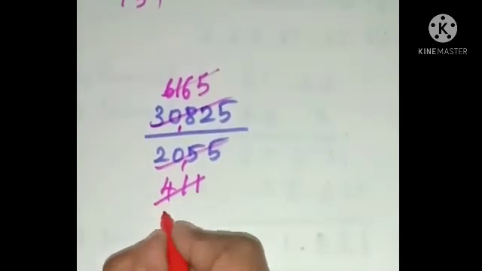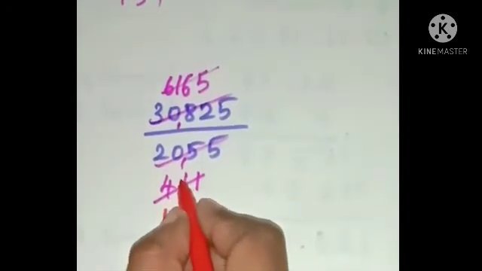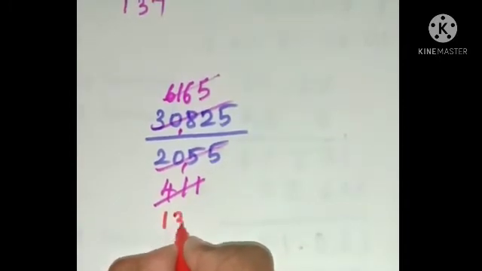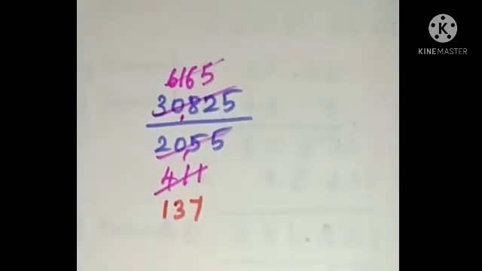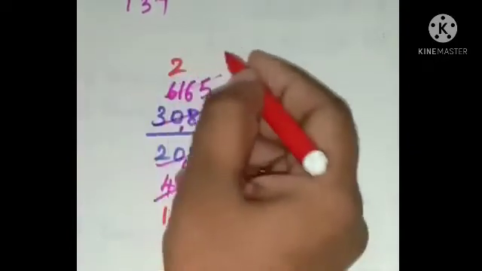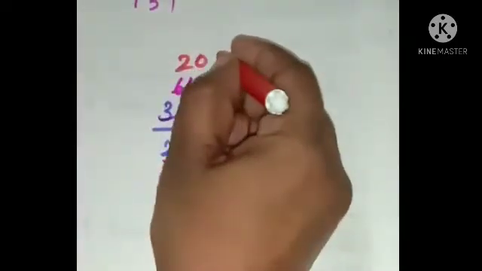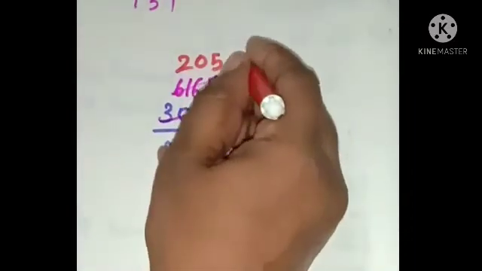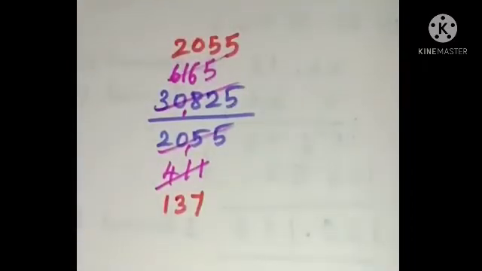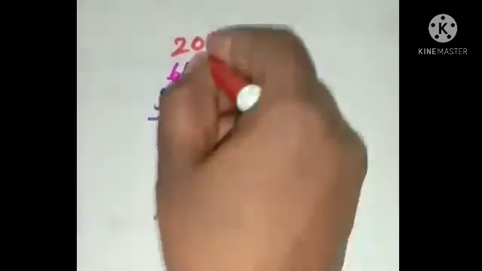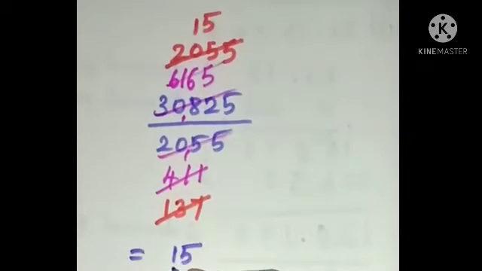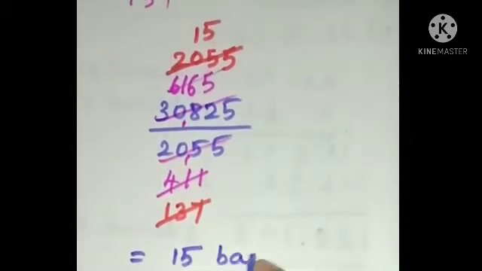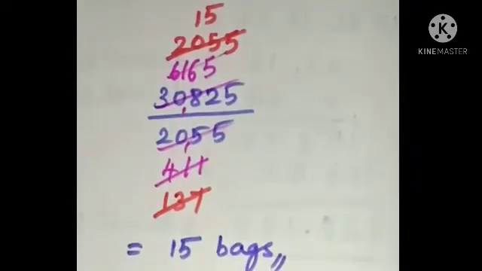And again children, let us cancel by using third table. 1 3s are 3. Remainder is 1. 3 3s are 9. Balance 21. 7. 7 3s are 21. And here 2 3s are 6. 0. 5 3s are 15. Remainder 15. So 2055 by 137, it goes 15 times. So children, our answer is 15. So 15 bags. The number of bags is 15 bags.